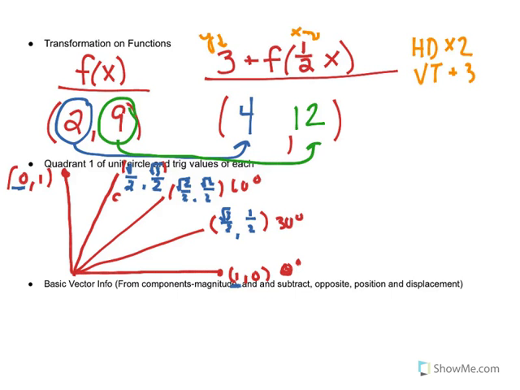Oop, did I mess up? I did. Good job. Let's go back. I'll go to 60 degrees. Halfway is 45 degrees. And I go 60 degrees, and then I go 90 degrees.